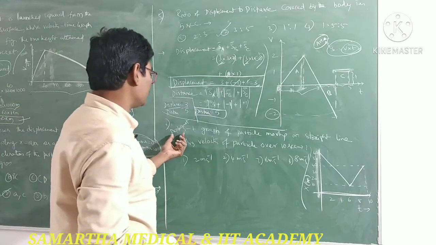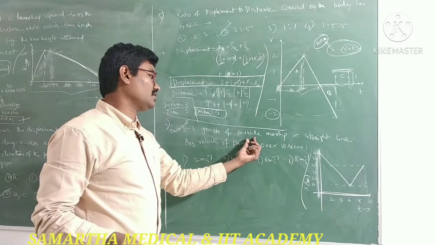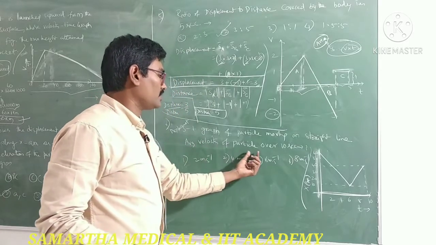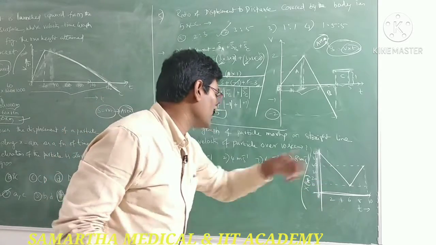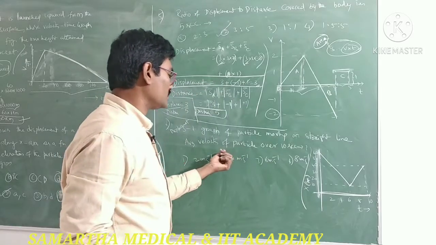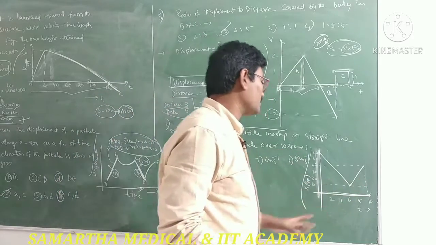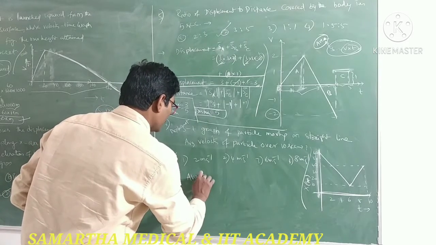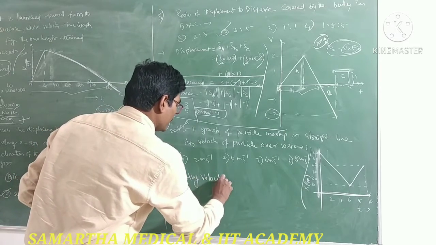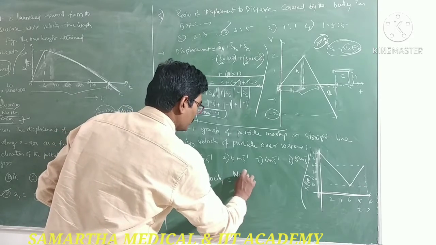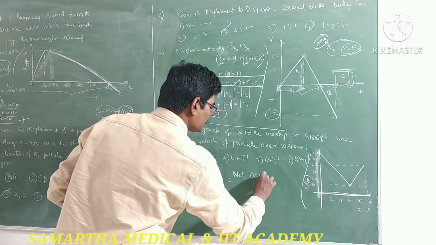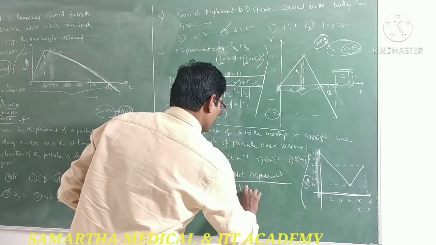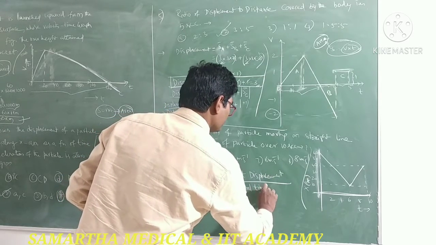What is this? The displacement time graph of a particle moving along a straight line. The average velocity of the particle over 10 seconds is shown in the figure. Now they are asking for the average velocity over the 10 seconds. So what is the formula for average velocity? Average velocity is equal to net displacement by total time taken.